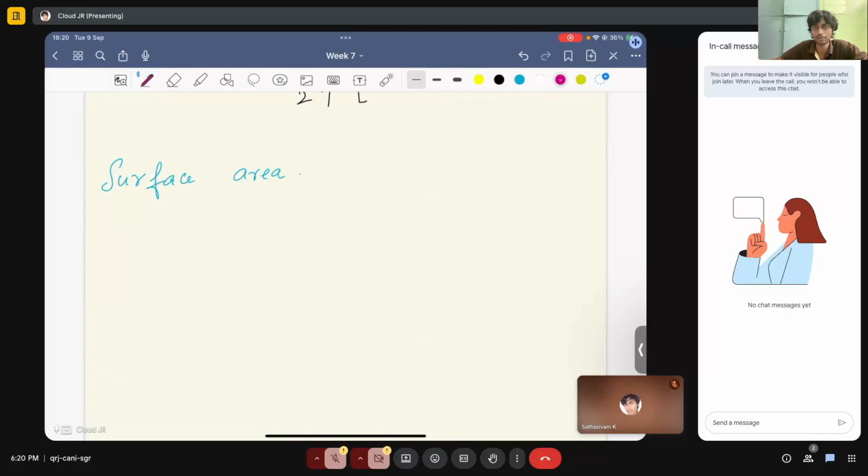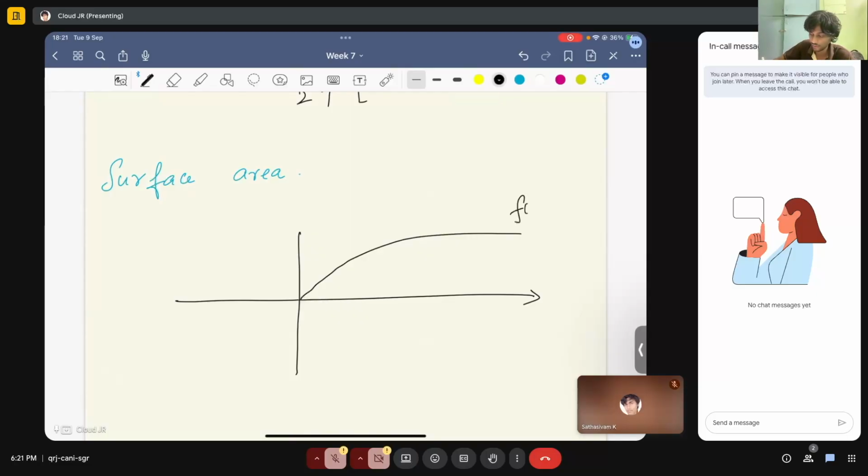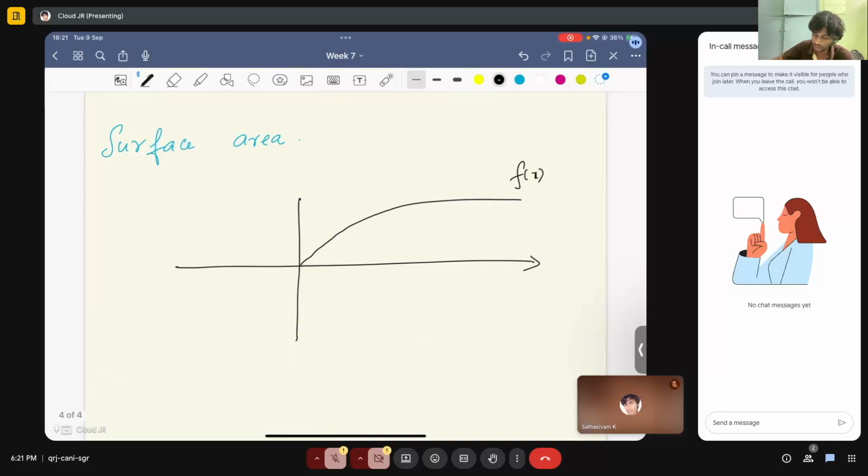I will start with the first problem here. Before that, maybe I will write the problem. What we are actually doing here, I will just recall. Let's say I have a function like this, f of x. What we are doing is we rotate this function. Imagine you are in 3 dimensions, and you are rotating this function about the x-axis. Then you will get something that looks similar to a parabola, right?